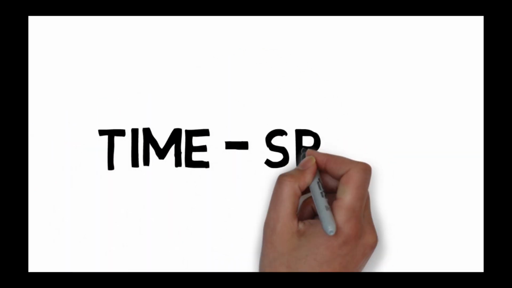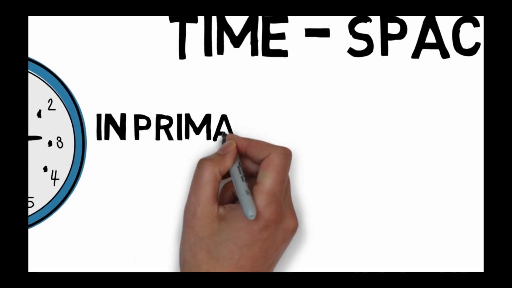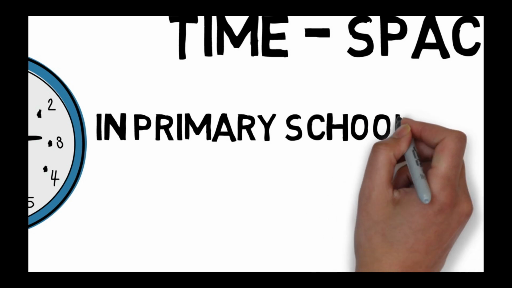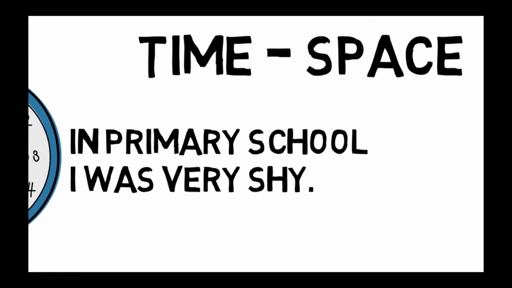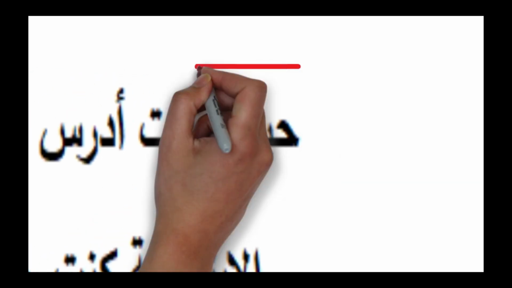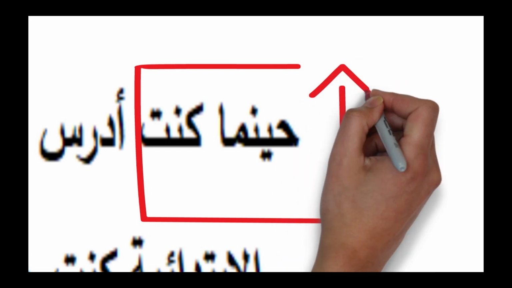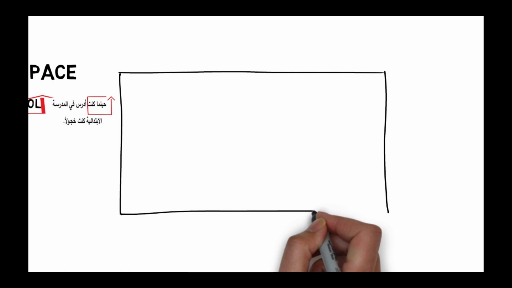Time to space. We can change time to space and space to time if they are co-referent. In primary school, I was very shy. You can translate the sentence literally: في المدرسة الابتدائية كنت خجولا. But also you can change the place, primary school, into time: حينما كنت, when I was, حينما كنت أدرس في المدرسة الابتدائية أو حينما كنت في المدرسة الابتدائية.